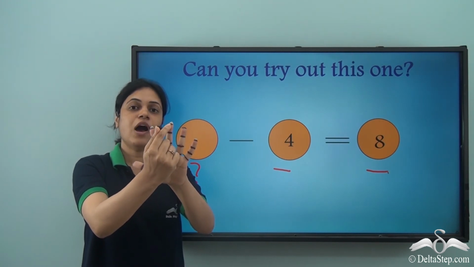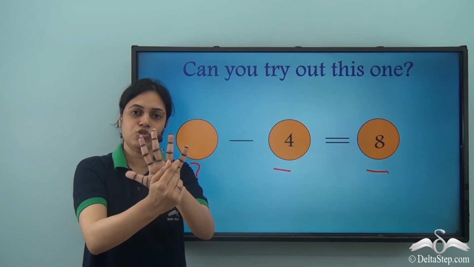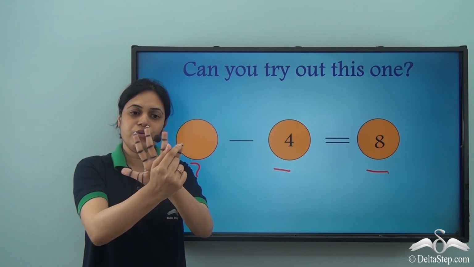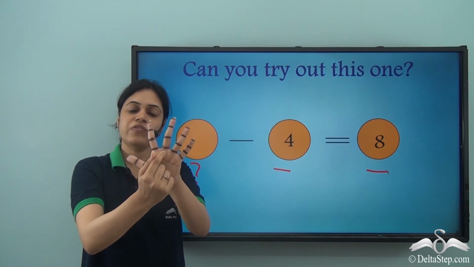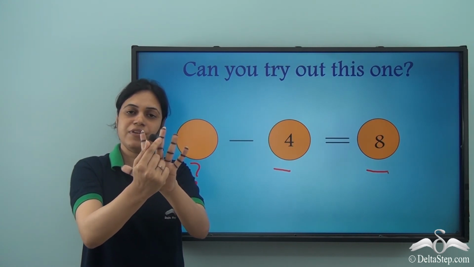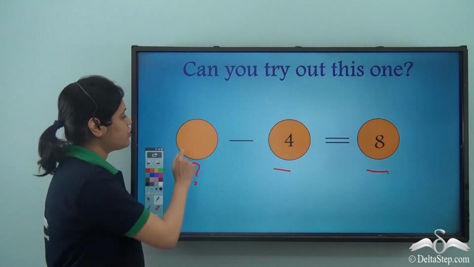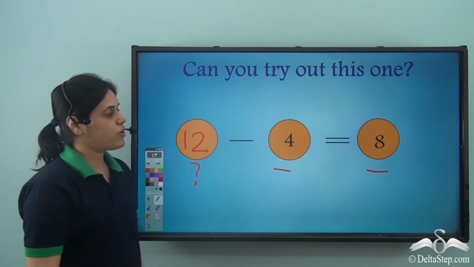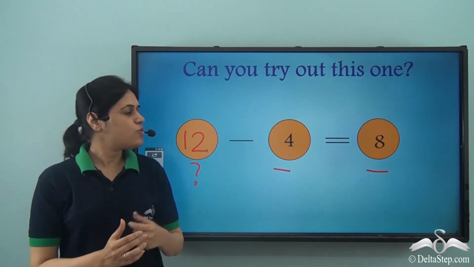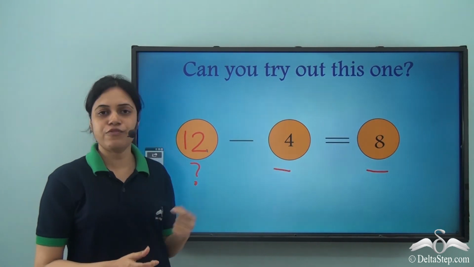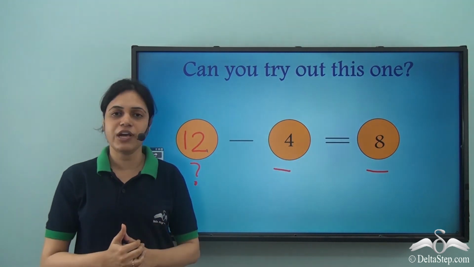Now I need to count how many finger marks are there in total. 1, 2, 3, 4, 5, 6, 7, 8, 9, 10, 11, 12. 12 finger marks are there in total. So this number will be 12. 12 minus 4 is equal to 8. So why don't you subtract 4 from 12 and see whether you get 8?